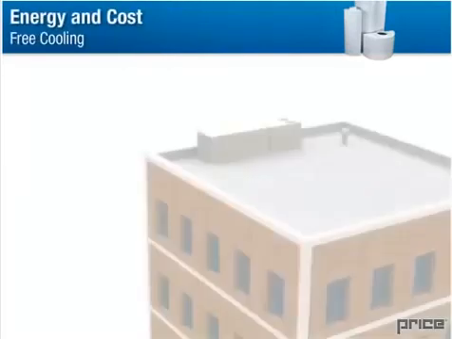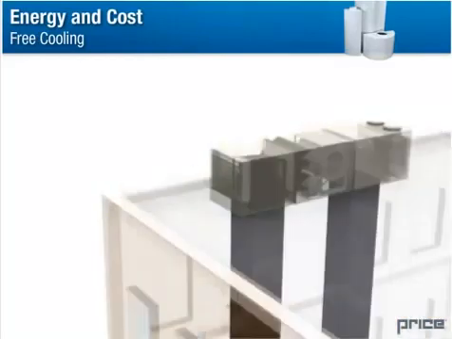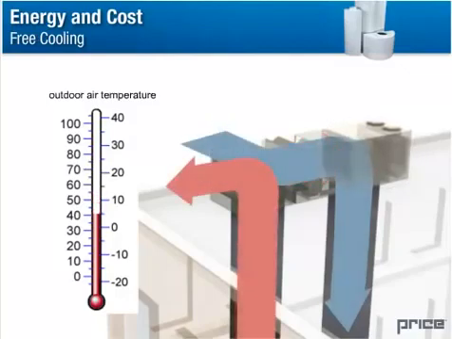The third point of energy conservation is free cooling. This refers to the concept of using outdoor air for cooling indoor environments. In regions where humidity does not present a problem, and when outdoor temperature is lower than the supply temperature, the system can turn off the chiller and switch to using outside air for cooling.